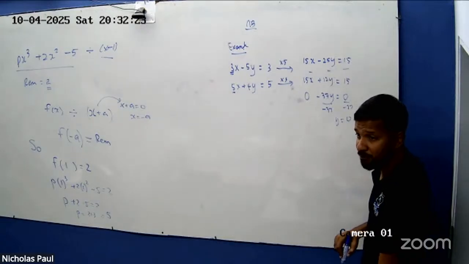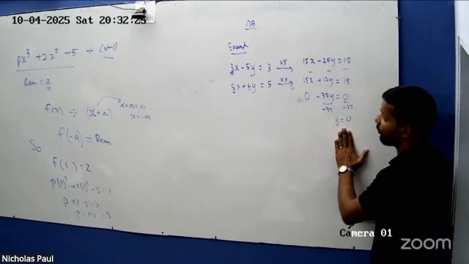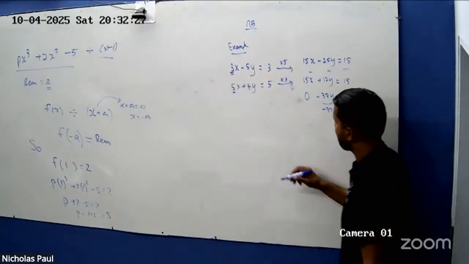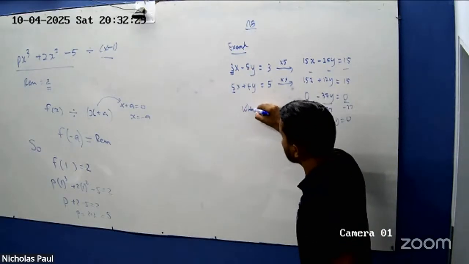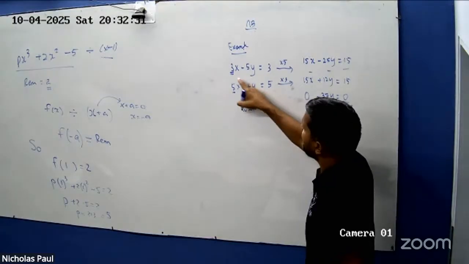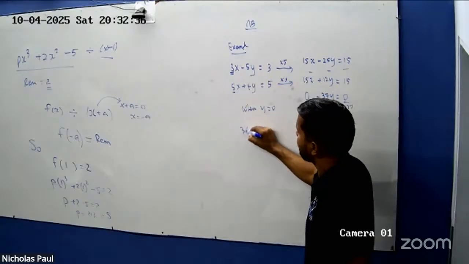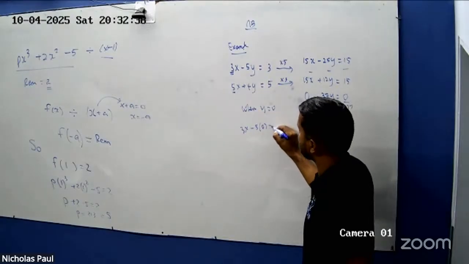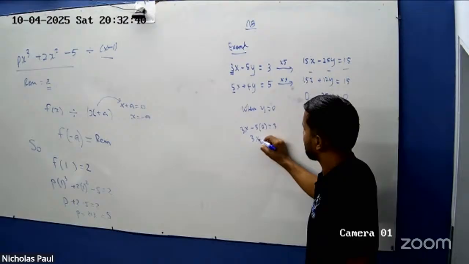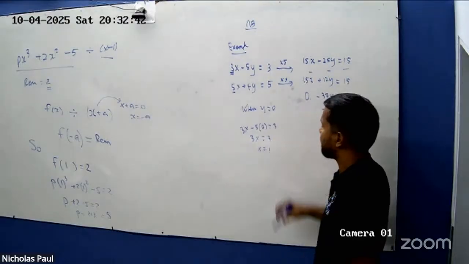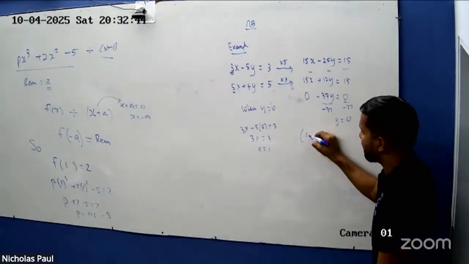That's okay? And if y is 0, just plug it in. When y is 0, you can plug the value into either equation. Let's choose this one. 3x minus 5 times 0 is 3. 3x is 3. x is 1. So your final answer is 1, 0.